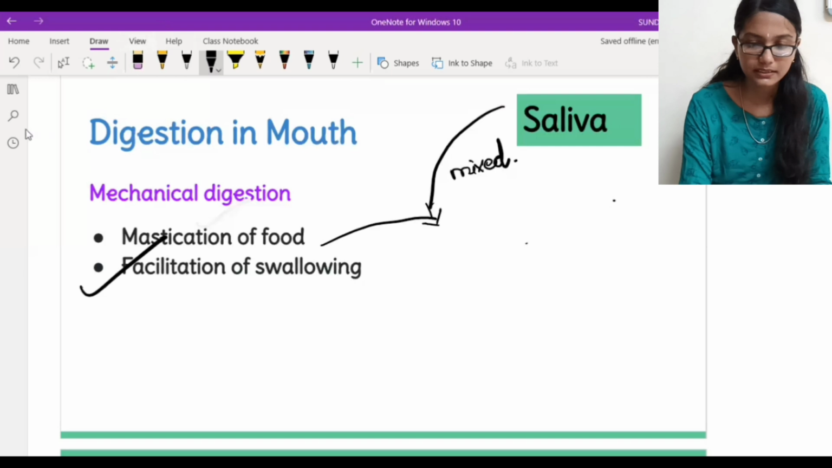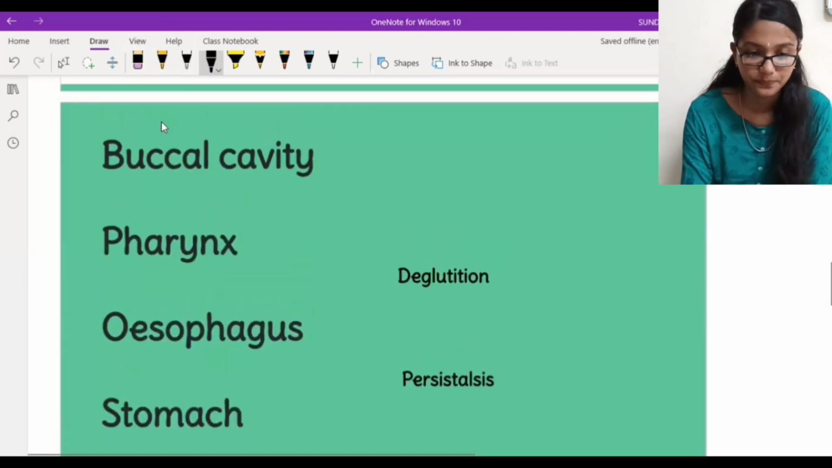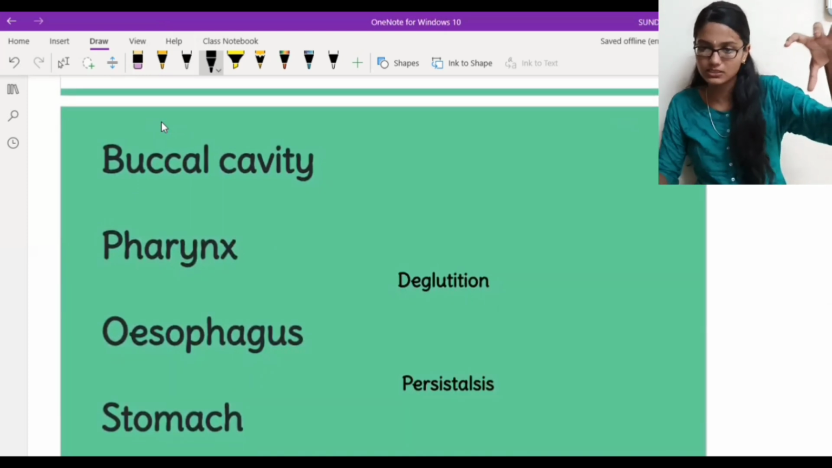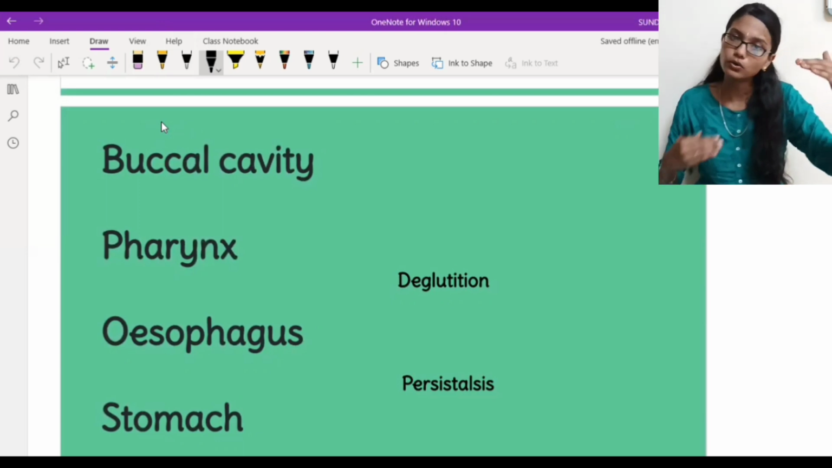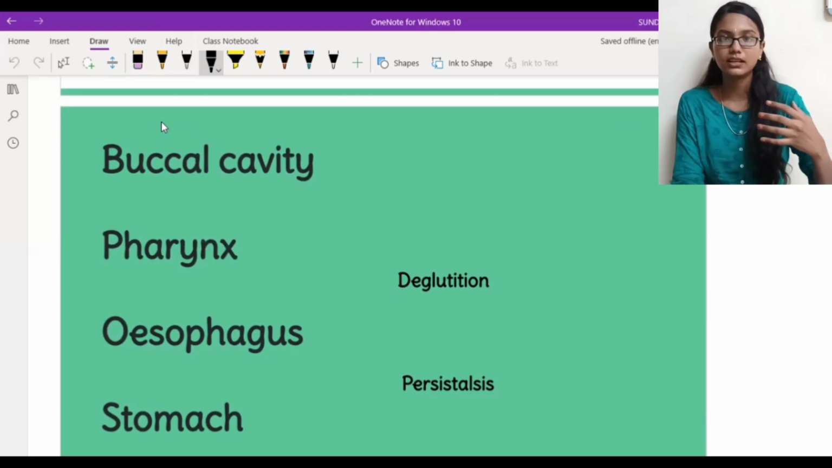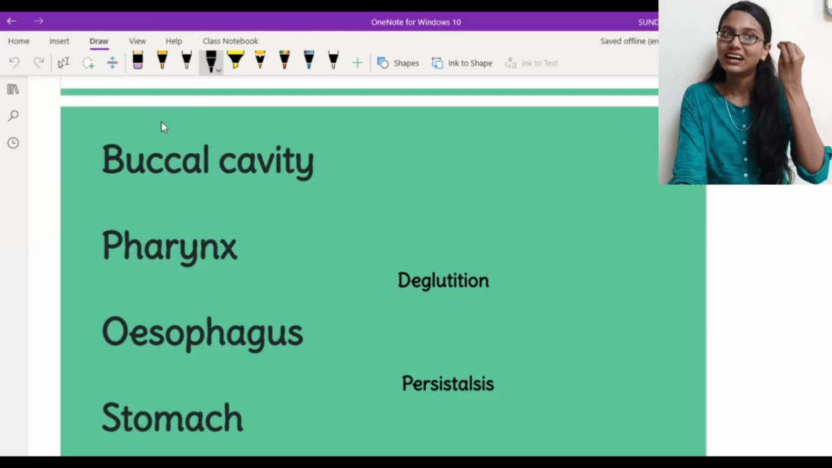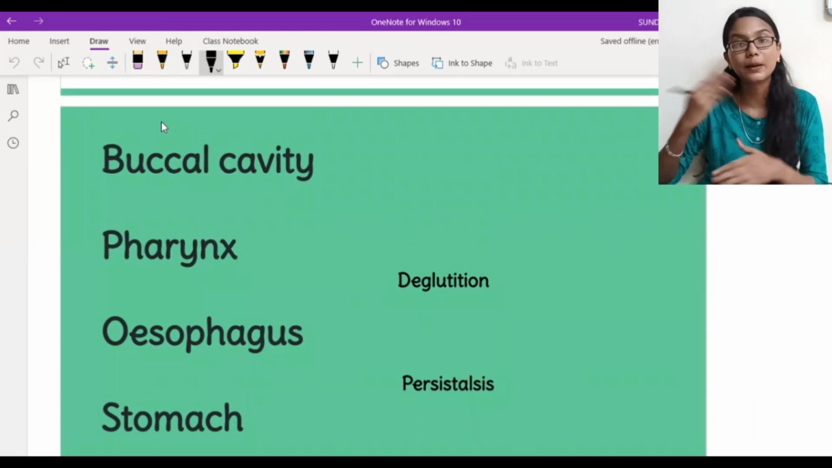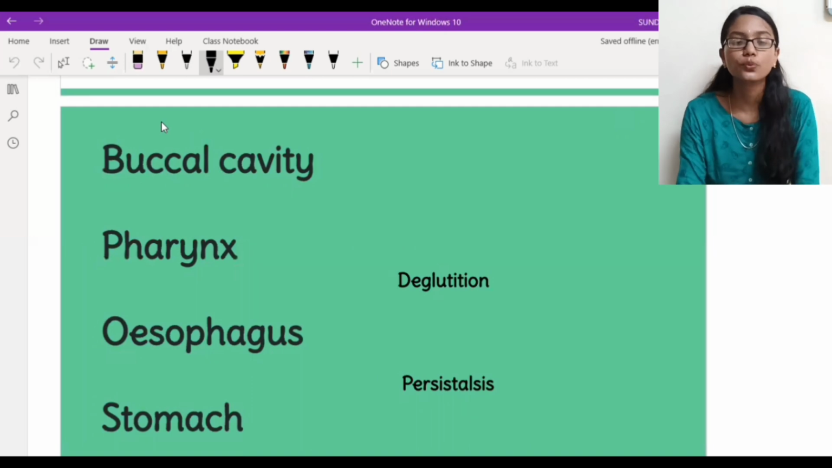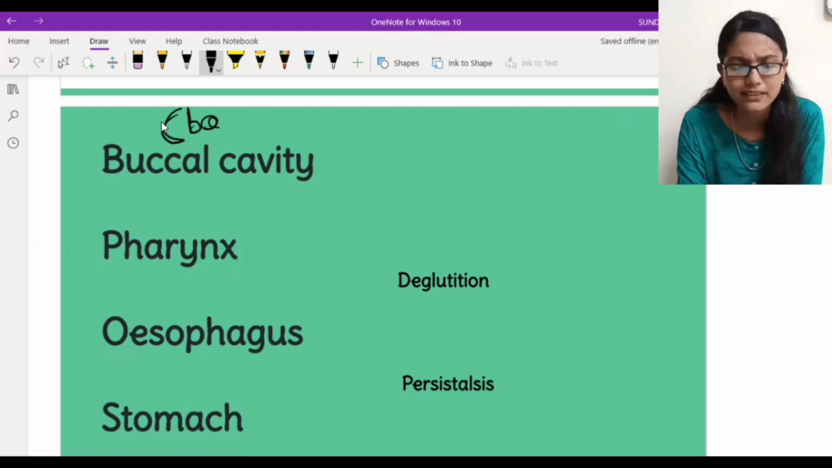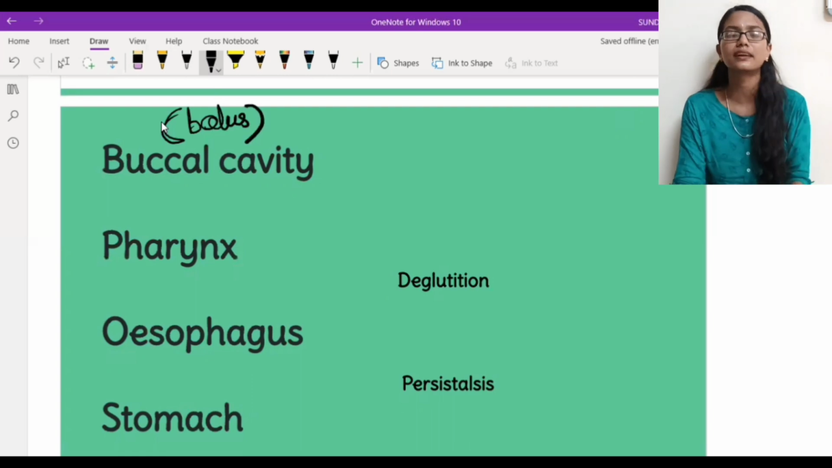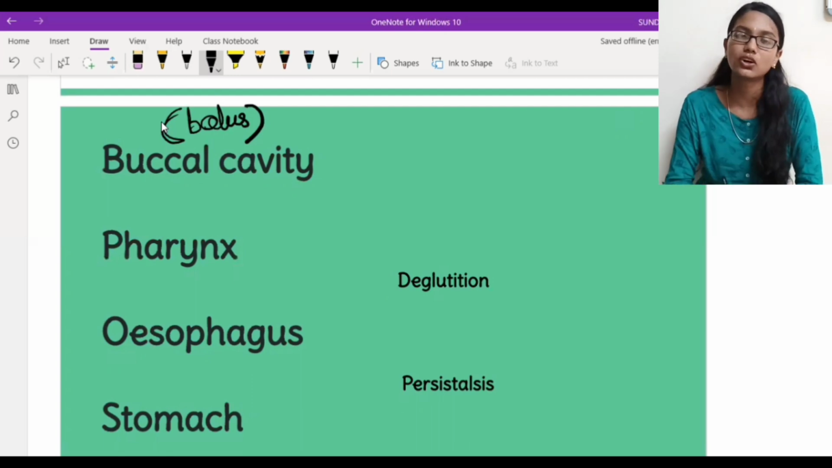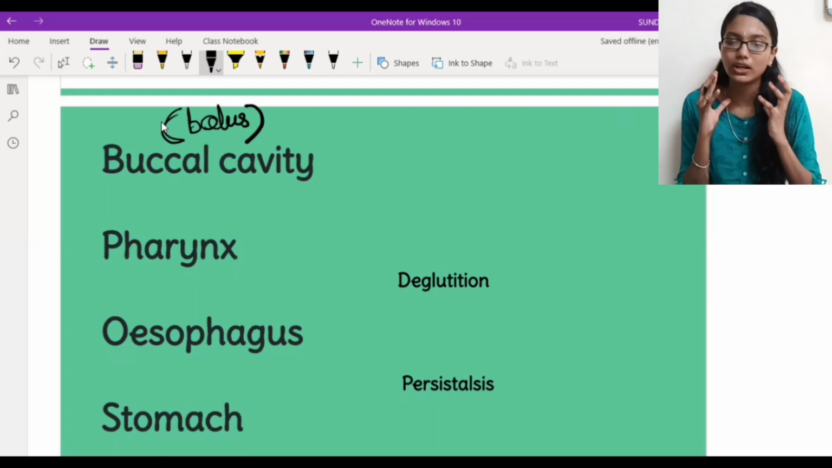Next comes the chemical digestion. Before that, we will understand the exact pathway from the mouth to the stomach. In the buccal cavity, we won't call the pizza a pizza. In scientific terms, it is completely masticated with the saliva. We call this food item a bolus, whether it is pizza, cake, rice, whatever it may be, completely masticated with saliva. So in the buccal cavity, it is called a bolus.